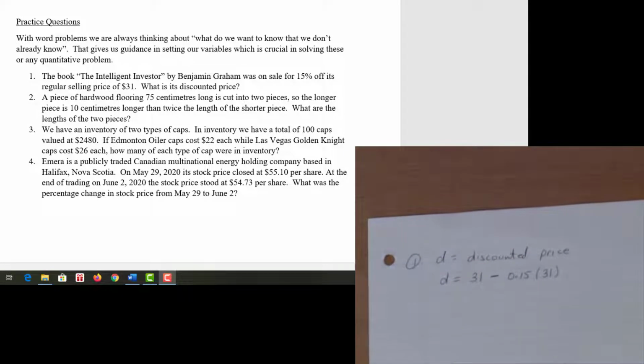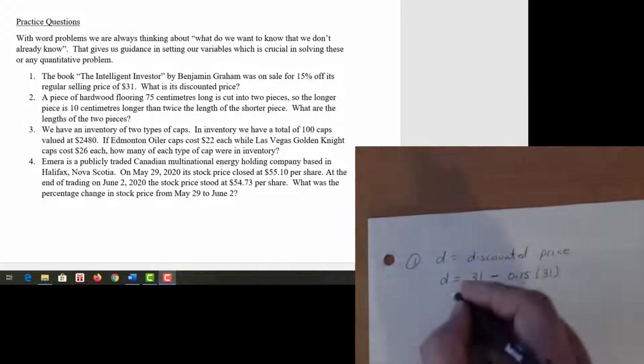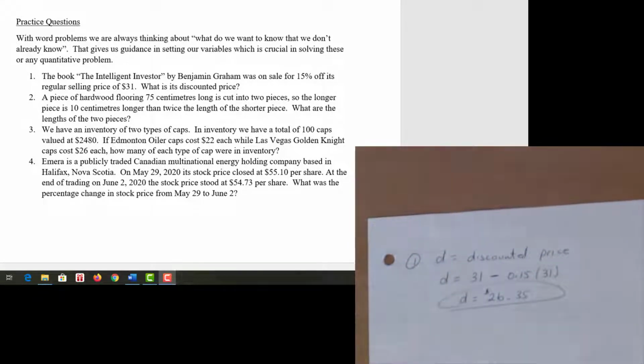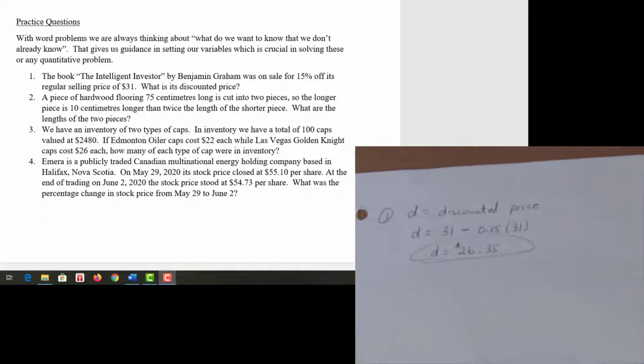There we go. We've taken the problem in words. We've determined what it is that I want to know that I don't already know, the discounted price, aka the variable. And then I've come up with a mathematical expression which we've translated from the question into math. And now we just solve it. And the solving part's pretty simple, right? And we get the price of $26.35. There you go. That's it. No more complicated than that. No need to make it more complicated than that.